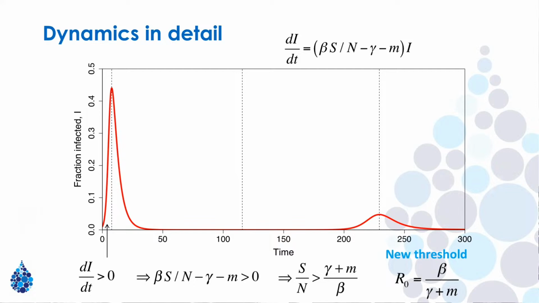Yeah? Why do you have the dI/dt greater than 0? Oh, that's just at this point. So at this point, we've got dI/dt greater than 0, which means we've got a growing epidemic. Here, we've got to the point where dI/dt is 0. So that's our peak. And then we start declining, so it's less than 0. So this is just going through the different steps on the outbreak.